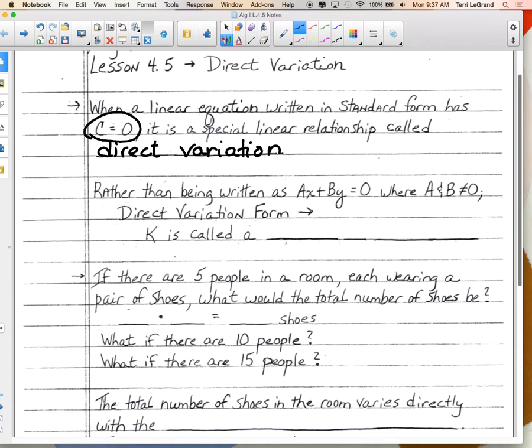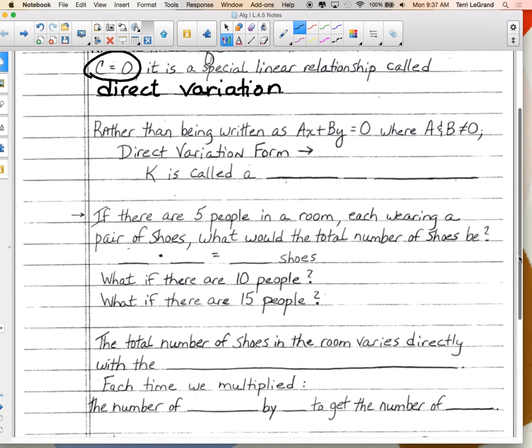So rather than rewriting it in standard form, it has its own special form, and it looks like this: y equals kx. In other words, the function rule, you're multiplying the x value by something, but there's nothing else going on. There's no addition or subtraction going on either. So y varies directly as x. That's what direct variation means. And k is called a constant of variation. That's the multiplier on the x, our k value, also known as the constant of variation.